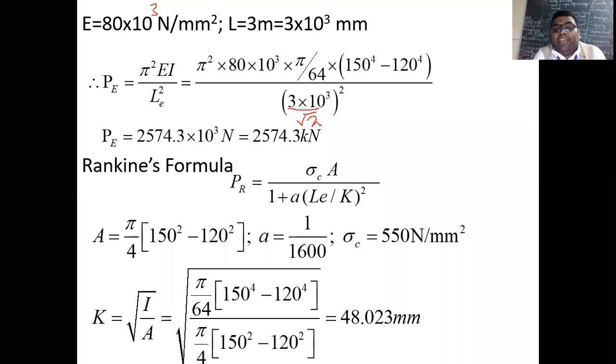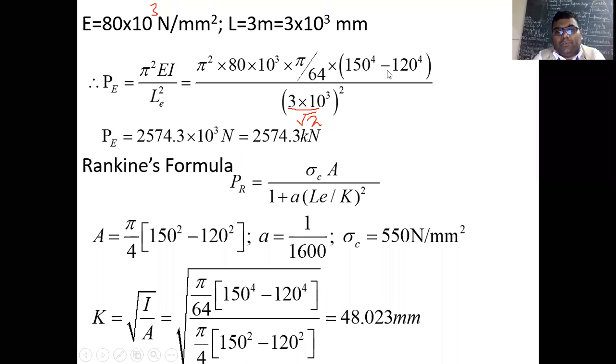And area you can calculate with this formula: A is equal to pi by 4 (D outer whole square minus D inner square). A is given and sigma C is given in the question, and we can calculate the value of K. How will we find it? You know that, let's see.